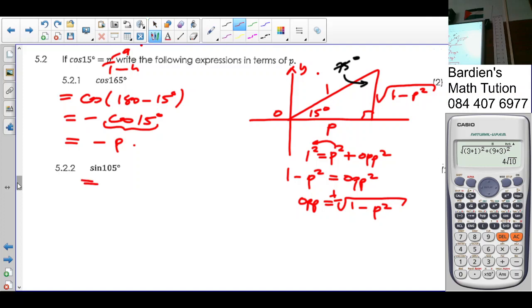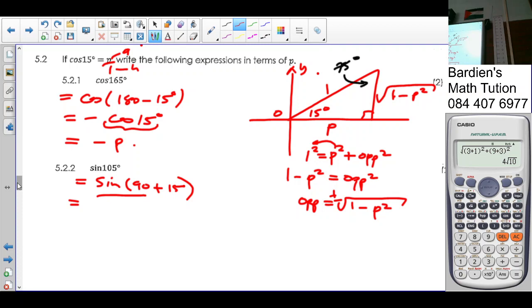It's going to be sine of 105. Can I incorporate 15 in here? Yes. It can be written as sine of 90 plus 15. Or I could have said sine of 180 minus 75. Same thing. Don't forget, when you're busy with your co-function, sine changes to cos.